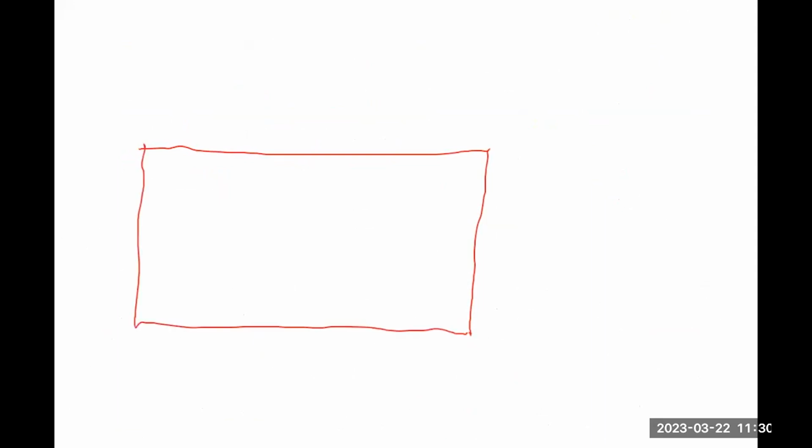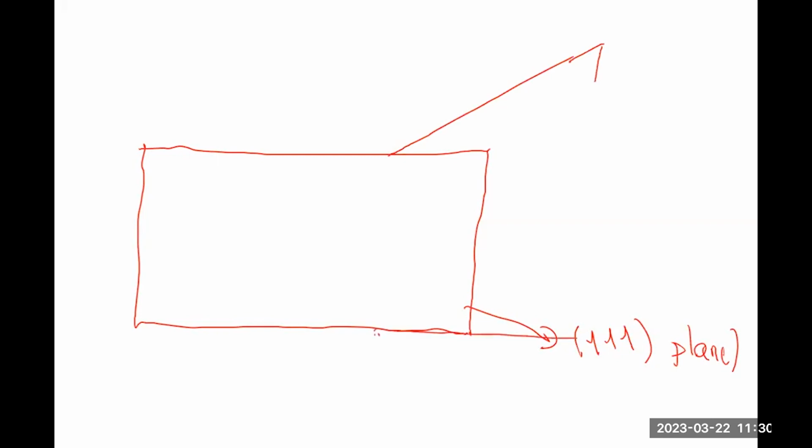Suppose we have a 1, 1, 1 plane. This is the first 1, 1, 1 plane. We have four 1, 1, 1 planes, don't forget. Then we have another 1, 1, 1 plane here. This is another 1, 1, 1 plane.